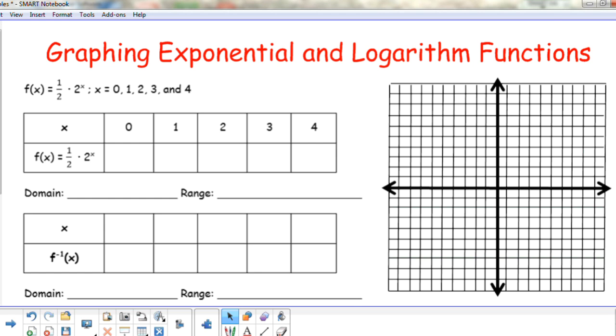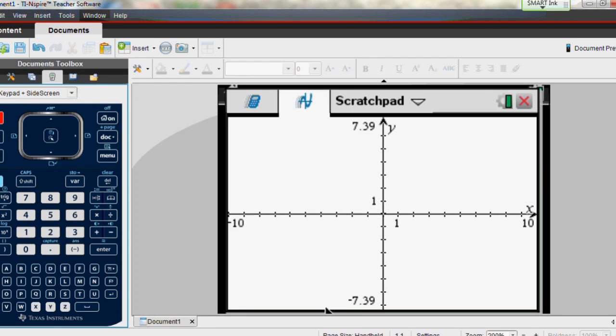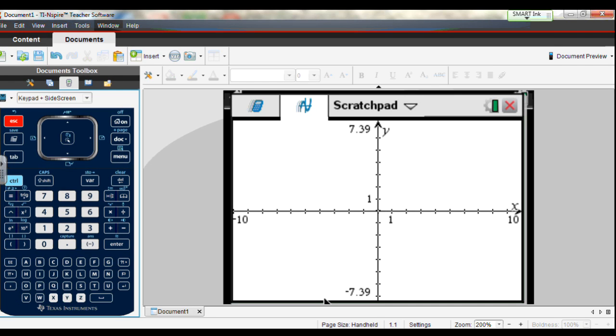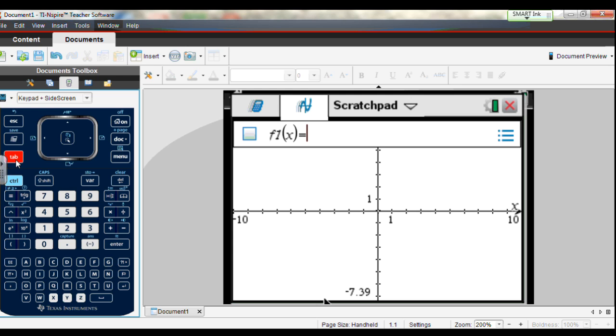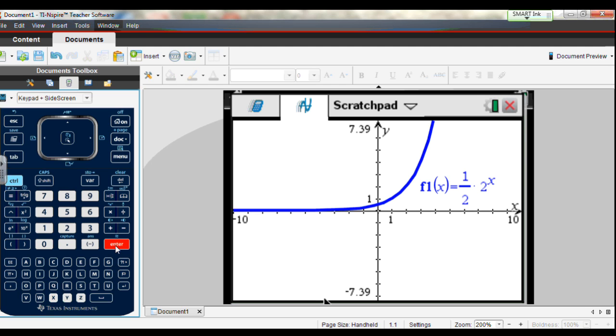So in my example, I have 1/2 times 2 to the exponent of x. So I'm going to put this in the calculator so I can fill in my table of values to plot my points. So to do my graphing, I need to have a blank graphing screen on my calculator. And I'm going to hit my tab key to get to my equation line. And in parentheses, I'm going to type in 1 division 2 to get my fraction. And then on the outside, I'm going to have 2 to my exponent of x. And I'm going to hit enter.